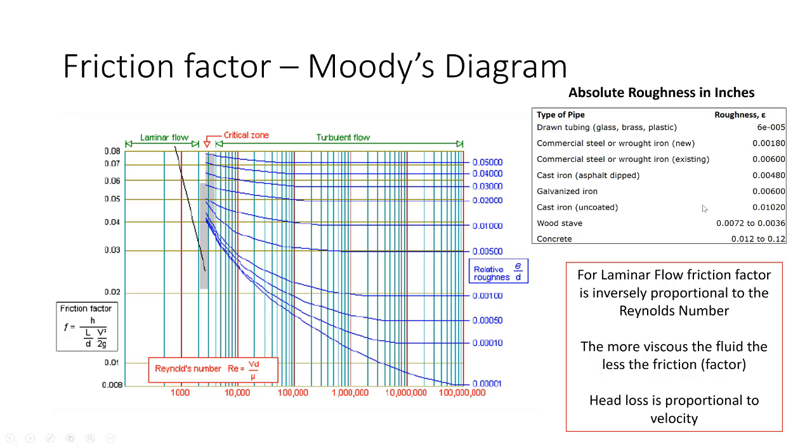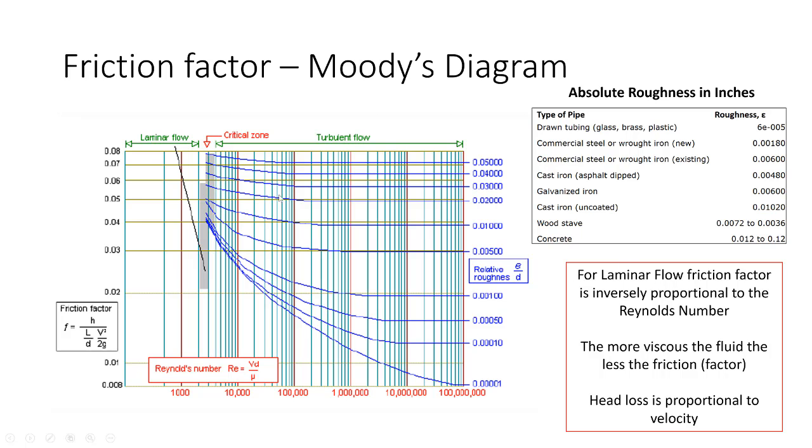As you can see, an uncoated cast iron pipe has very high roughness, followed by galvanized iron, followed by cast iron, and so on and so forth. And of course, if you have a glass pipe or a plastic pipe, the internal surface is very smooth, so you will have less absolute roughness.